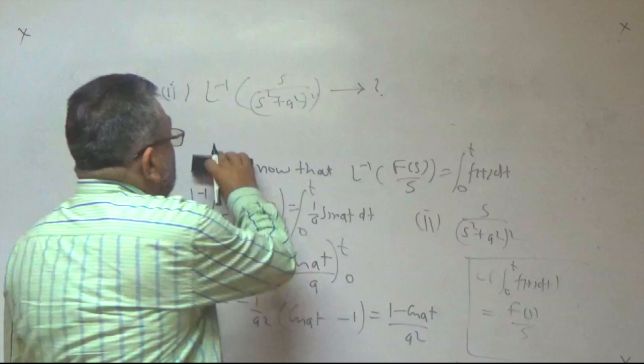Now by using this formula we have to find the inverse Laplace transform of s upon (s square plus a square) whole square, and that is equal to minus 1 by 2 inverse Laplace transform of d by ds of F(s). So by this formula this is minus half t f(t), and f(t) can be calculated from here. f(t) means the inverse Laplace transform of this capital F(s). So the inverse Laplace transform is 1 upon a sine at.